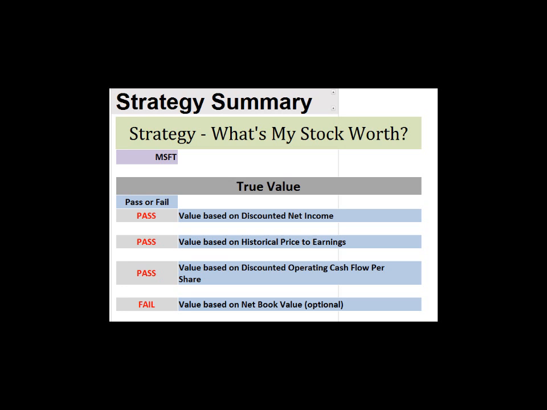For the strategy to be passed, everything has to be listed as pass. The lone exception is net book value, and the reason is that net book value doesn't really factor in a lot of intangible items, so things that monetarily you can't see. So that is listed as an optional item. So these are the measurements that are used to measure the true value of a company.